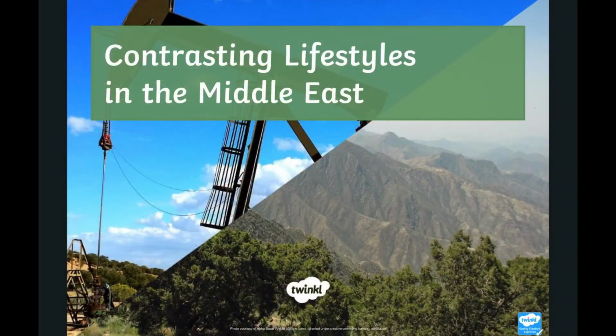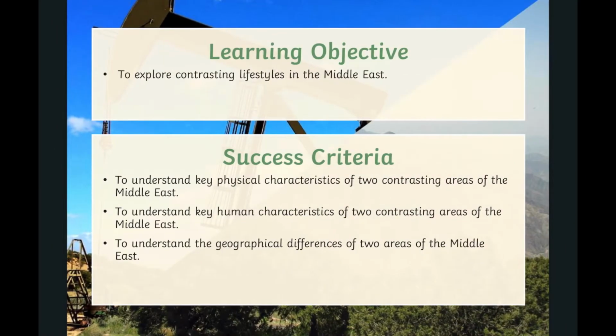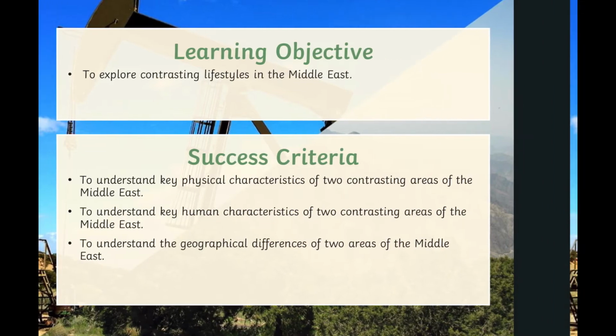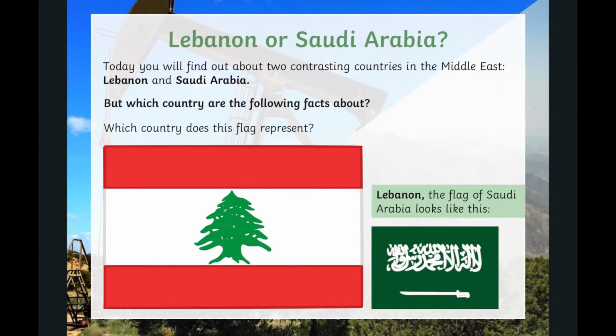Okay everyone, so let's start contrasting lifestyles in two Middle Eastern countries. Today we need to understand key physical characteristics of two areas of the Middle East and understand key human characteristics of two areas of the Middle East. We're also going to look at key geographical differences between the same two areas. So we're looking at Lebanon and Saudi Arabia. Today you will find out about two contrasting countries in the Middle East, Lebanon and Saudi Arabia.